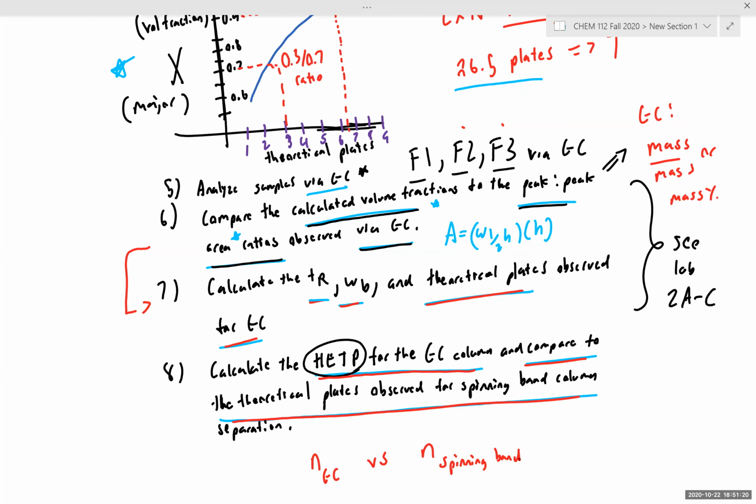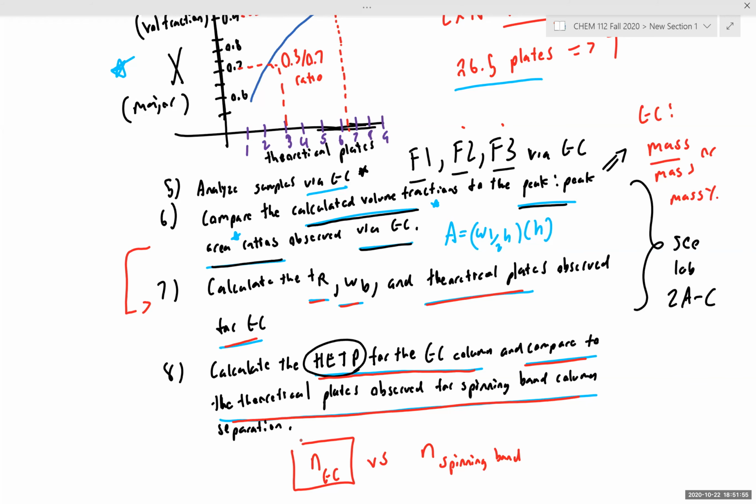The GC. The GC would win out. The gas chromatography column would win out 100%. Gas chromatography columns have anywhere from 300 up to potentially even 1,000 theoretical plates, while a spinning band column has around 6 to 7. So that is partially why, when you try to separate these mixture components via gas chromatography, we're able to achieve a pretty dramatic separation between our two components.